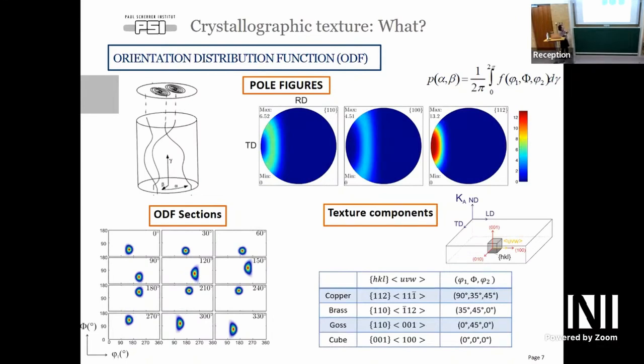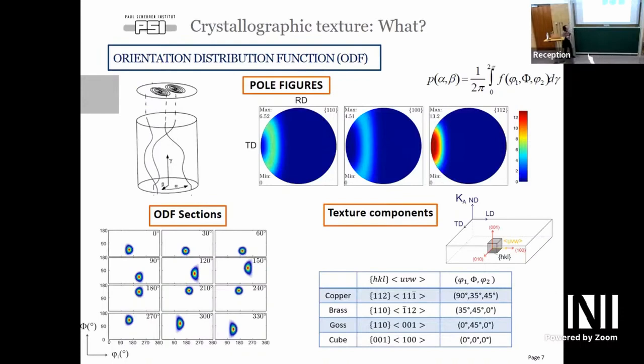I have to explain a little bit. This F is the ODF, which in this case has three angles, the Euler angles; you can use the representation that you want. Basically, the pole figure is a line integral in this space, along a curve. It's a little bit more complicated how you have to integrate that, but basically you can do it.